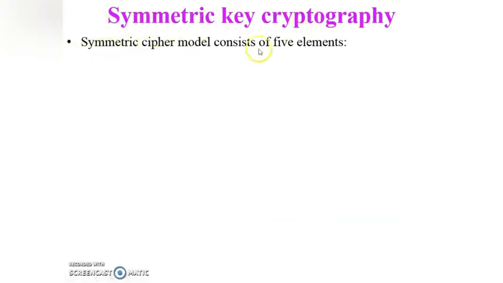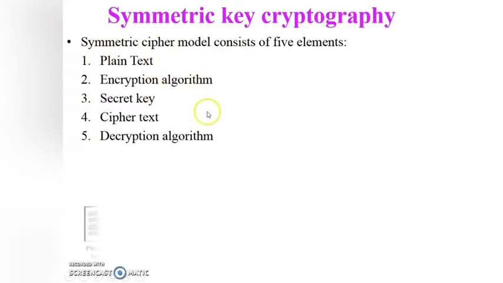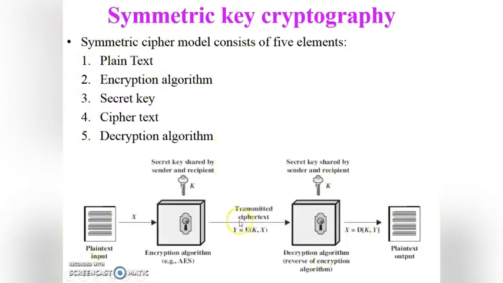Now the symmetric cipher model, or we can say symmetric key cryptography, consists of five elements. One is plaintext, second is the encryption algorithm, third is the secret key, fourth is ciphertext, and fifth is the decryption algorithm. So if you want to perform the symmetric key cryptography model, you must use these five elements.